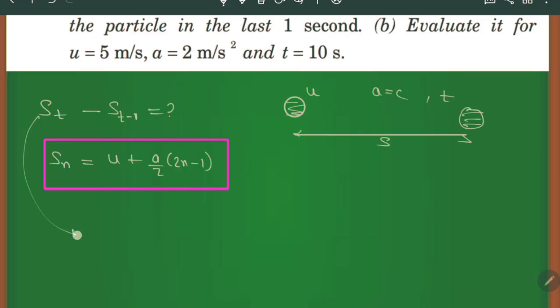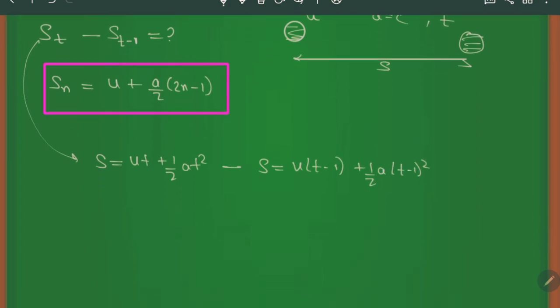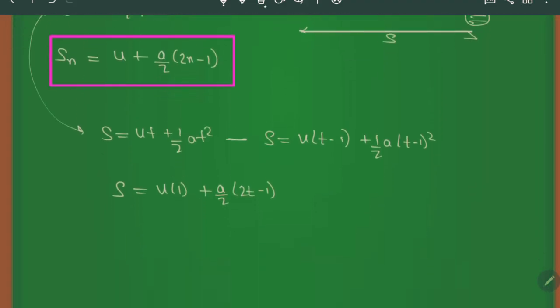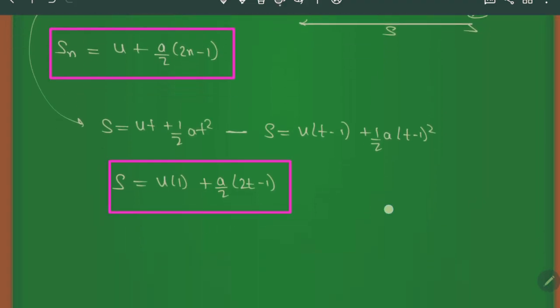Or otherwise you can also do it this way: s is equal to ut plus half at square, minus the distance covered in t minus 1 seconds, u times t minus 1 plus half a times t minus 1 whole square. If you subtract this and solve, s comes out to be u times 1 second plus a by 2 times 2t minus 1. This equation comes, right? And I directly write this down, so you can remember this.